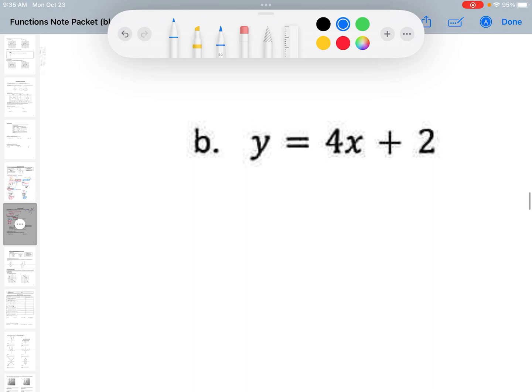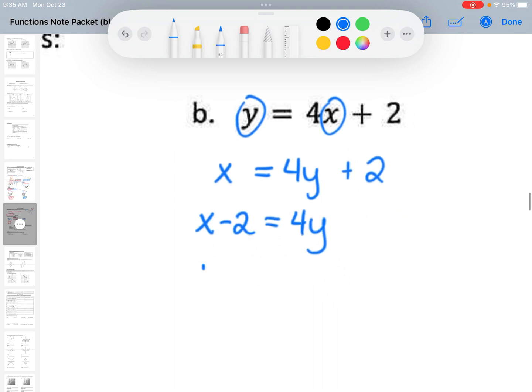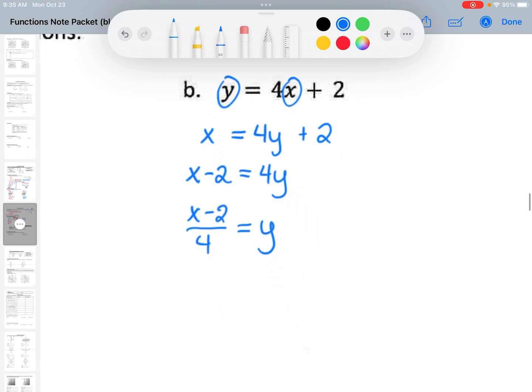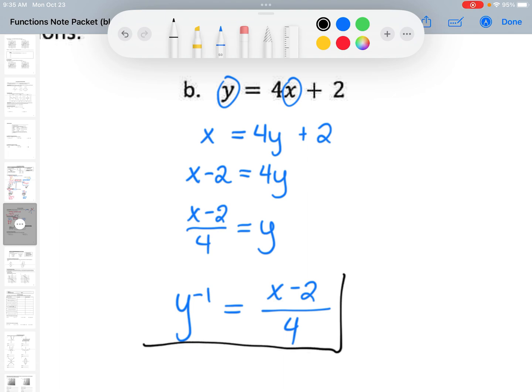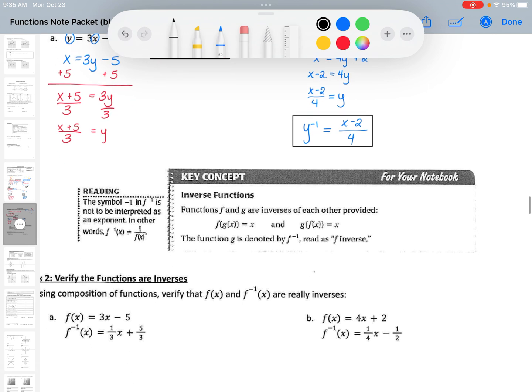Okay, so we start by flipping the x and the y, solve for y, and then our final answer is the inverse of y is x minus 2 all divided by 4. All right, next. Inverse functions.